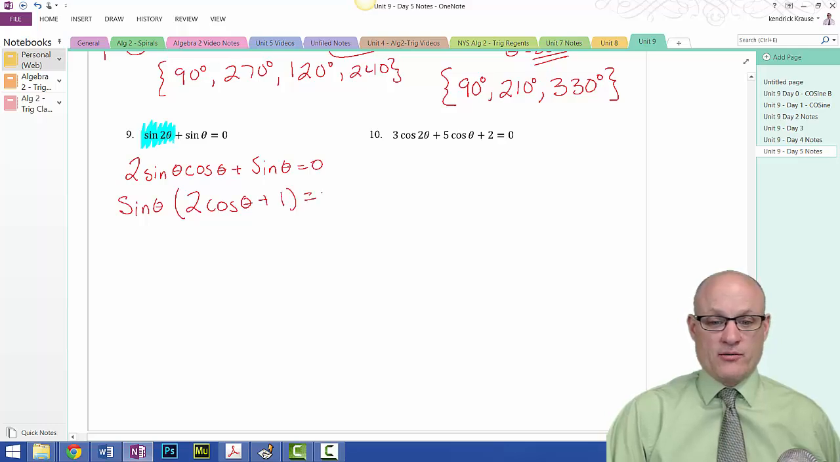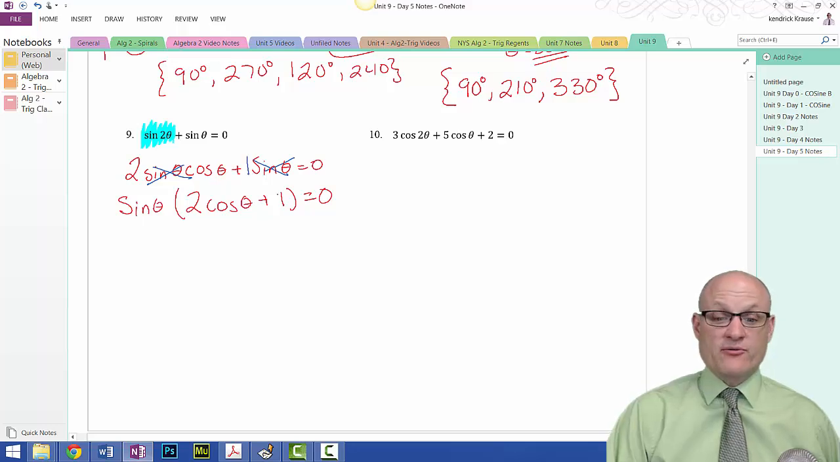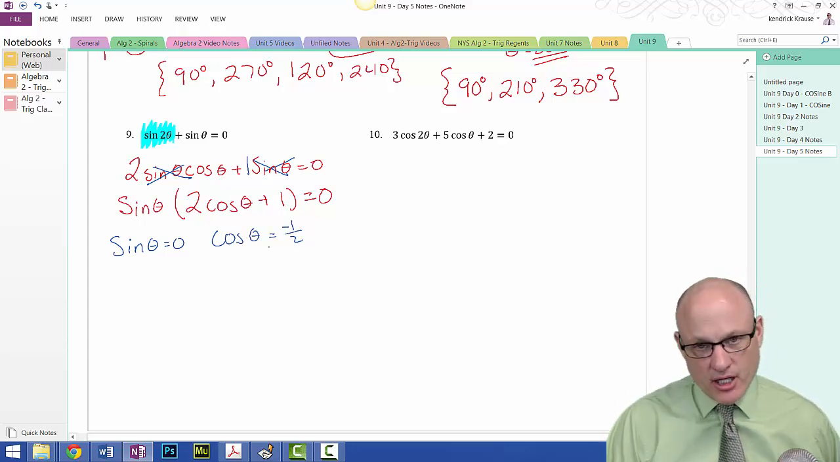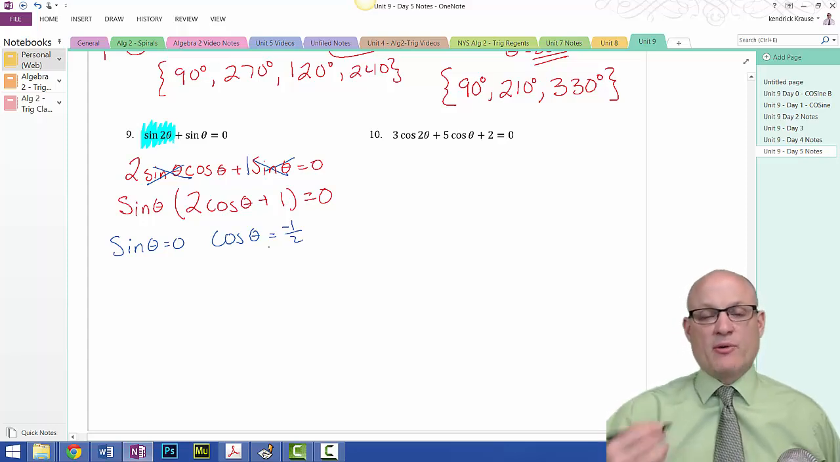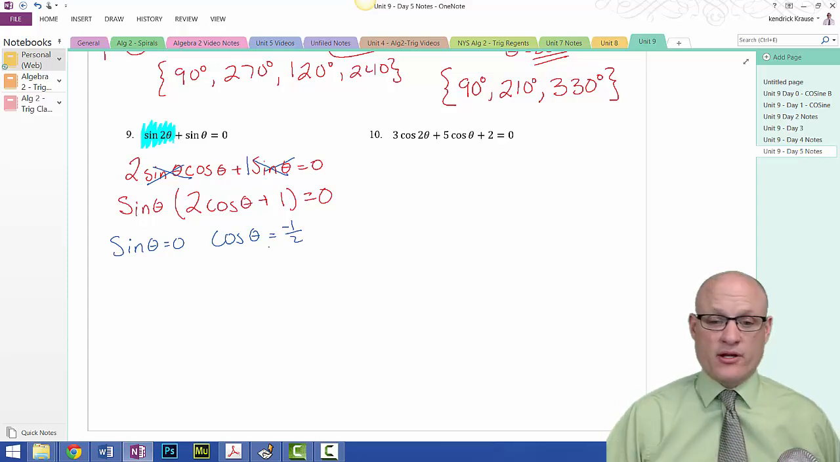Let me show you what I'm talking about. When I take that sine out, it's gone here. I'm left with 2 cosine, and I'm gone here, and I'm left with this 1 sitting in front there. All right. So this one gives me sine theta equals 0, and this one gives me cosine theta equals negative 1/2. Do you see how these things keep coming up over and over again? So what I was telling you about learning these reference angles and the angles where it's 1/2, square root of 3 over 2 and all that stuff comes up over and over again.